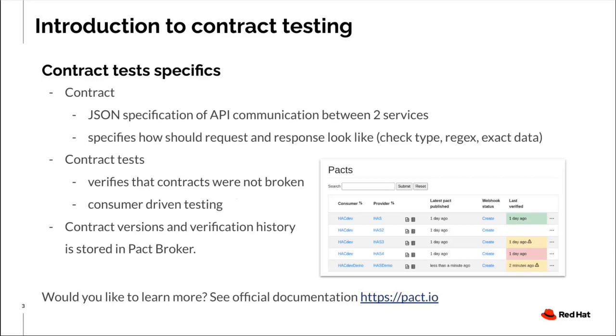Contract tests verify that the contract was not broken, and during this presentation I will be talking about consumer and provider. So the consumer specifies the desired behavior in contract, and the provider makes sure that the recent changes are not breaking this contract. Contract tests are consumer-driven testing, so the consumer is the one who is saying how the contract should look.